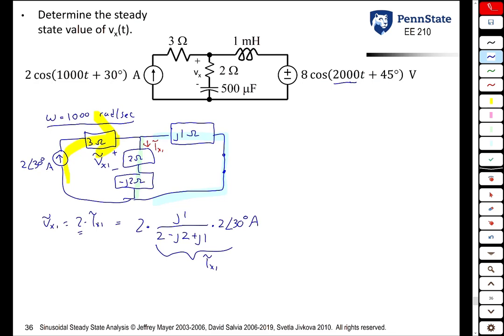You work out all this math, you get 1.789 at an angle of 146.6 degrees volts. So Vx1 in the time domain is 1.789 cosine of 1000t plus 146.6 degrees volts.